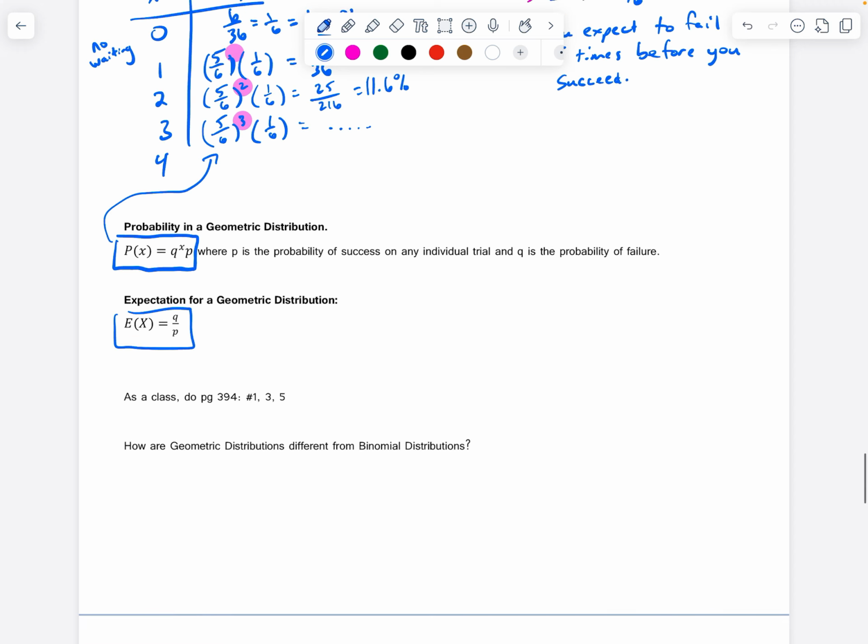But first, I just want to remind us what's different between a geometric distribution and a binomial. Geometric, there is one success at the end. Binomial, you could have multiple successes in any order. Okay, so that's the main difference between those two. And then, of course, their formulas are quite different.